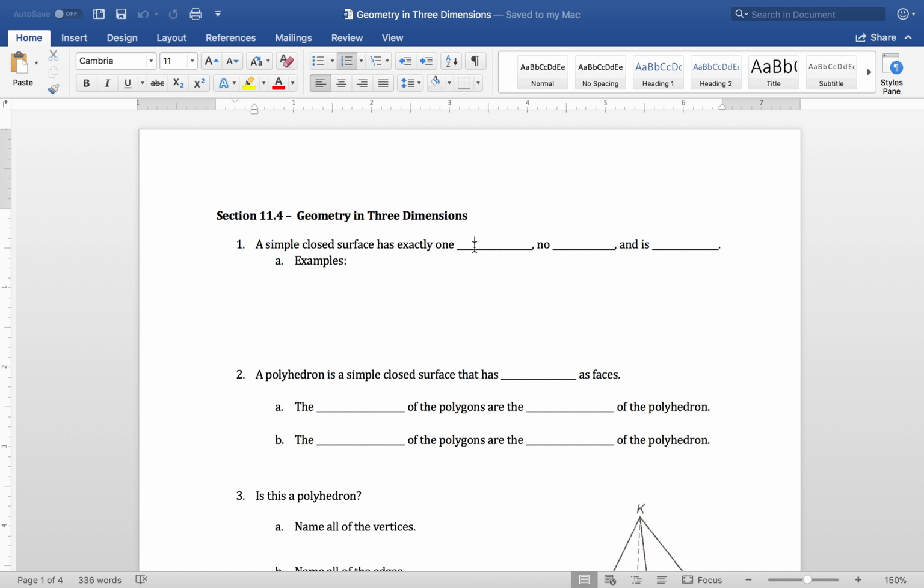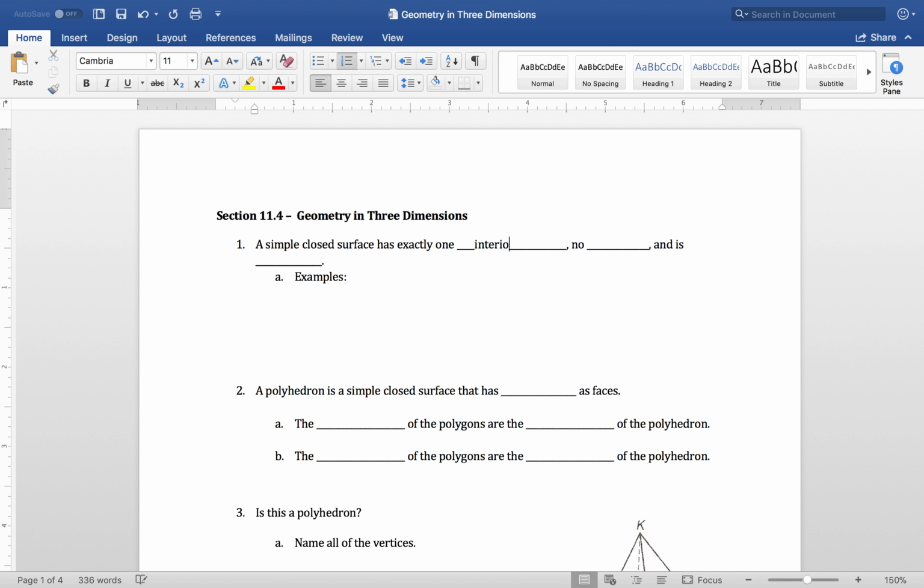A simple closed surface has exactly one interior, so no snowmen that have like 3 spheres on top of each other. No holes, so we can't have donuts or bagels, and it is hollow. Some common examples are a sphere, like a basketball, a pyramid, a cylinder, which is kind of like a vegetable can, and a cone, like an ice cream cone.